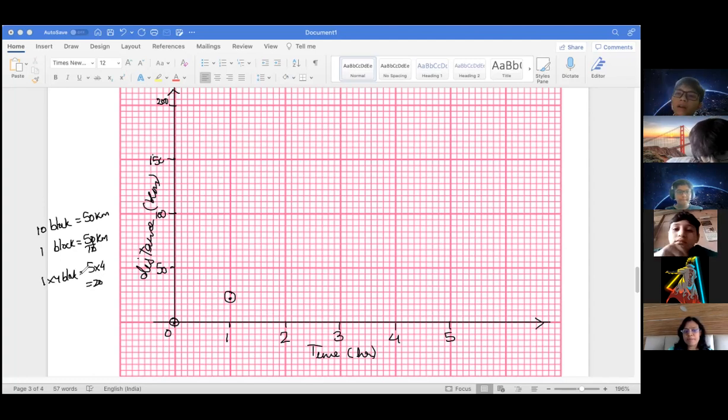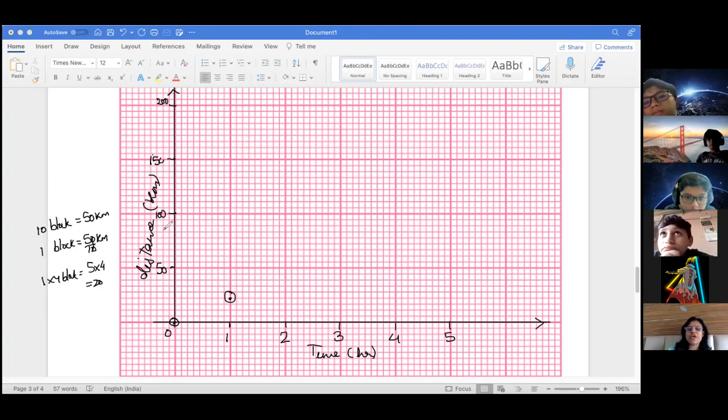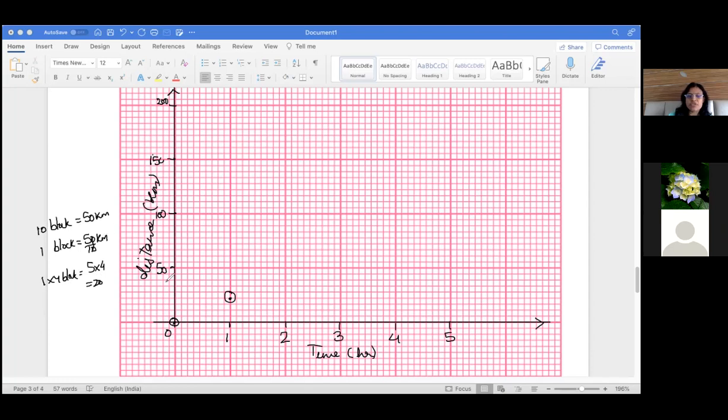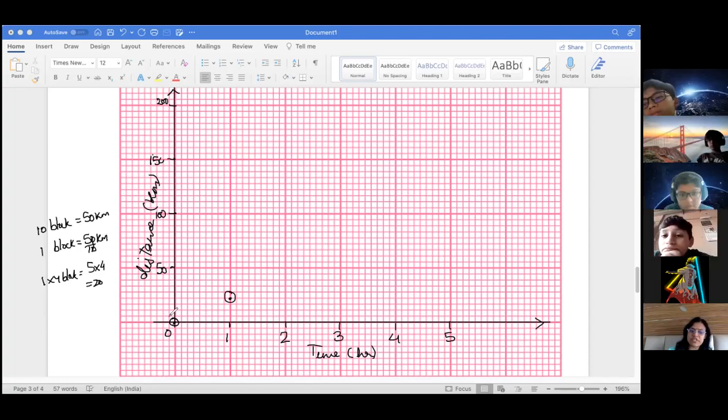Ma'am, why are you dividing 50 upon 10? Because I need to find out the value of 1 block. What is the value of 1 small block? Small block I'm talking about. So 10 small blocks is 50 kilometers, so this way I can find out 1 small block. Or you could have taken 20 or 40 also. I have taken 50 because I don't have enough space. How to decide this is on us. Okay, so this is 20.